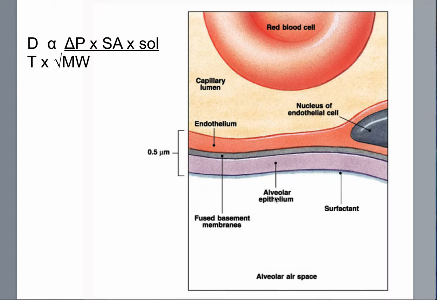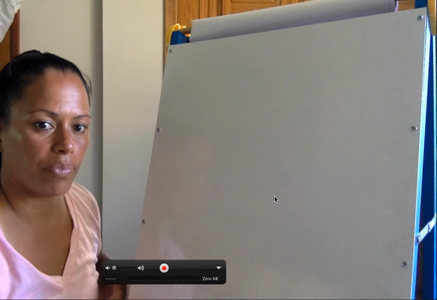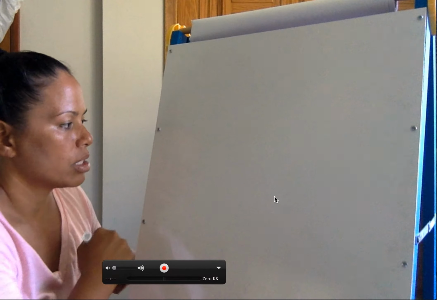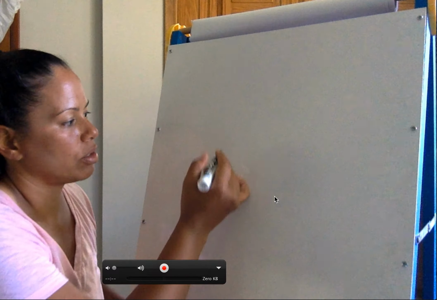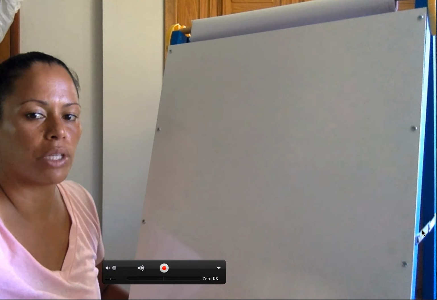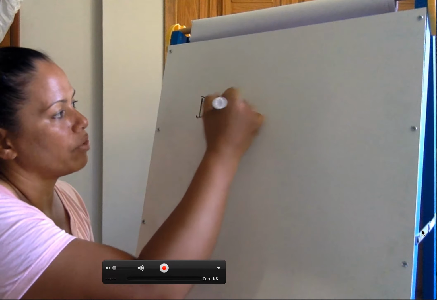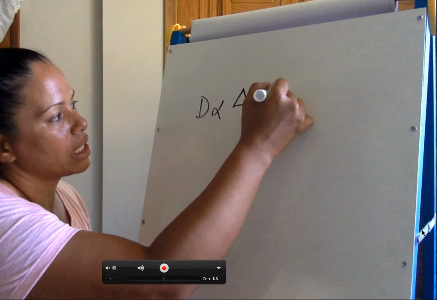What is diffusion? It's the movement of air or fluid, some kind of liquid, from one area to another area. So we have to cross barriers, right? Diffusion depends on change in pressure times surface area times solubility over thickness times square root of molecular weight. What do we say were the most important variables that I'm going to play around with for class?